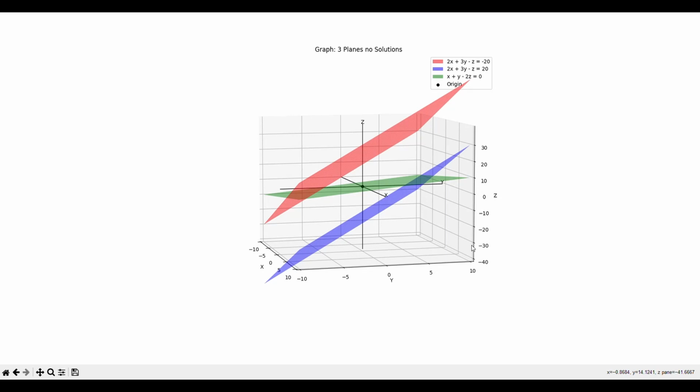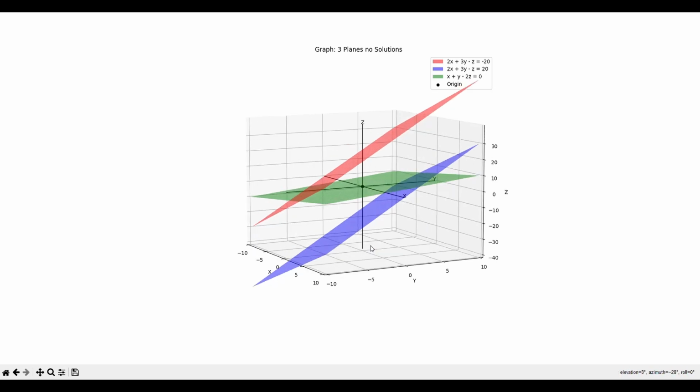So we have seen various ways in which the three planes in a system of three linear equations in three variables can be oriented. These orientations can create a system with one solution, an infinite number of solutions, and no solution. With this, we come to the end of our demonstration of systems of equations with three variables and corresponding planes in the x, y, z coordinate system.